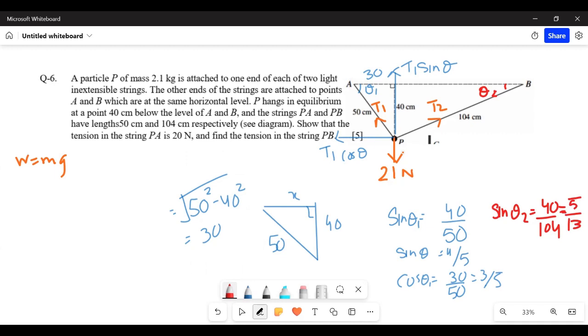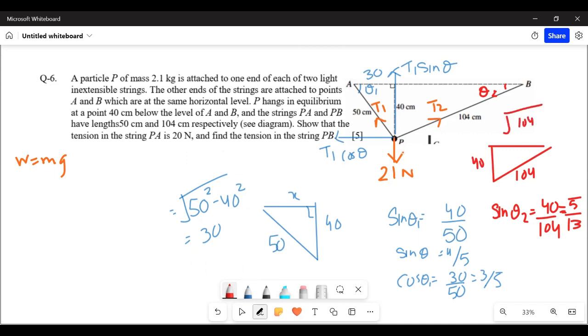Okay. Now again, apply Pythagoras theorem on this triangle to get the third side. So that's going to be the square root of 104 squared minus 40 squared, which is 96. So cos theta 2 is going to be 96 over 104, which equals 12 by 13.